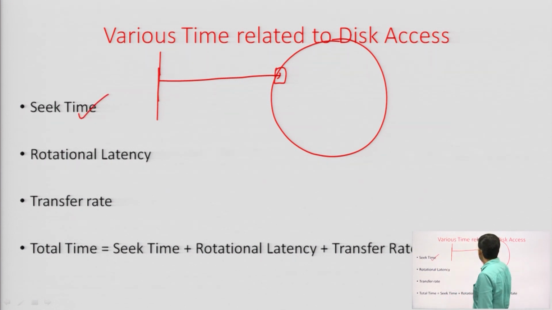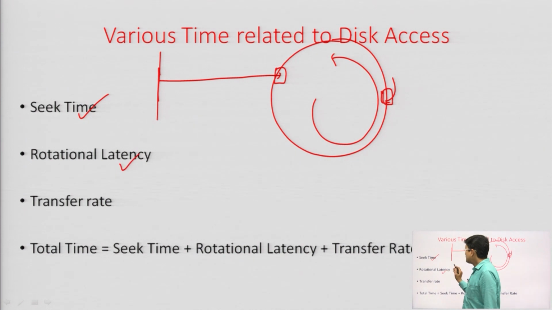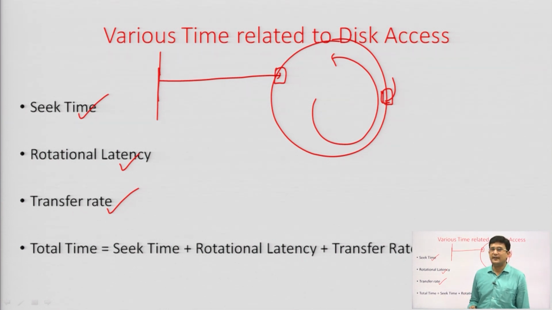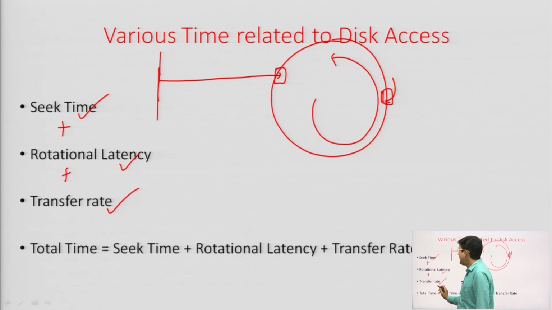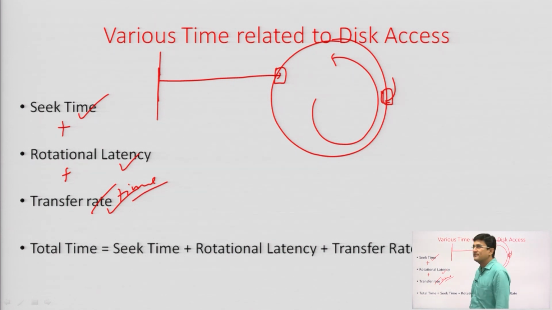Similarly, the disk is moving with a constant speed, and it will take some time for the desired sector to come in contact with the read write head. This is known as the rotational latency. Now, after reading the data from the hard disk, it will take some time for transferring this data to the RAM. This is known as the transfer time, and collectively seek time plus rotational latency plus transfer time is known as the total disk access time.